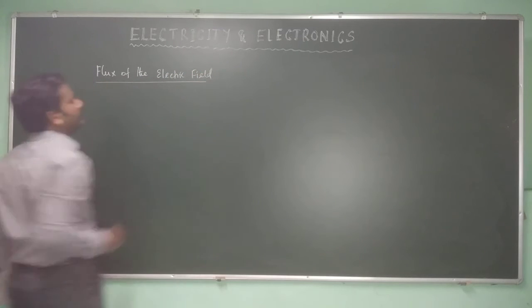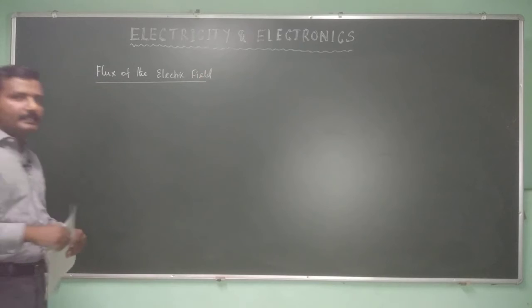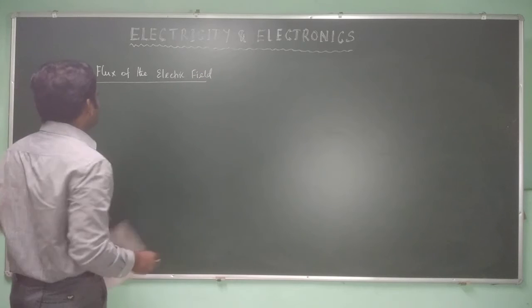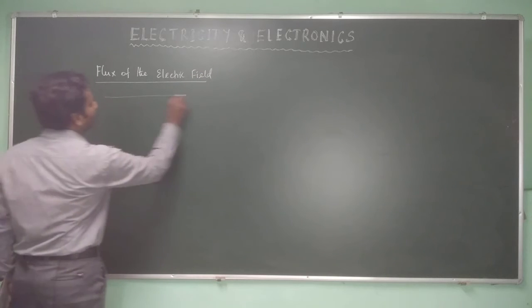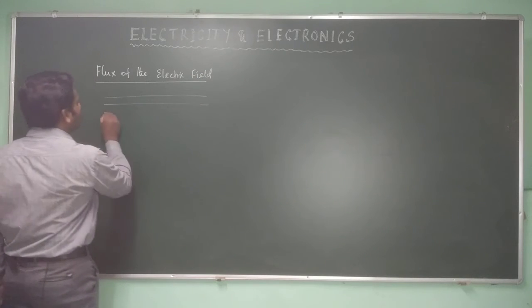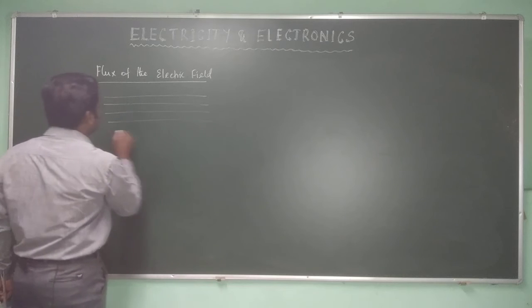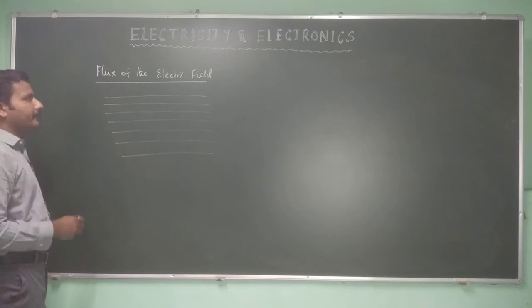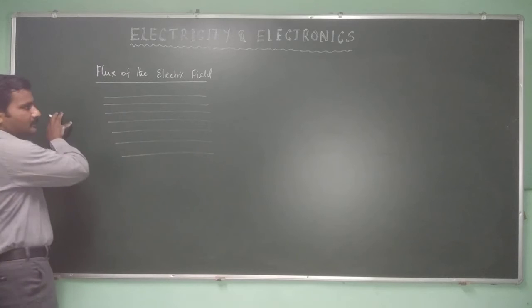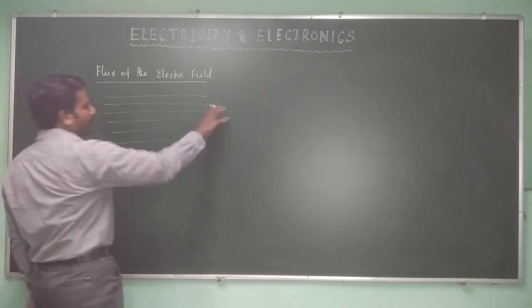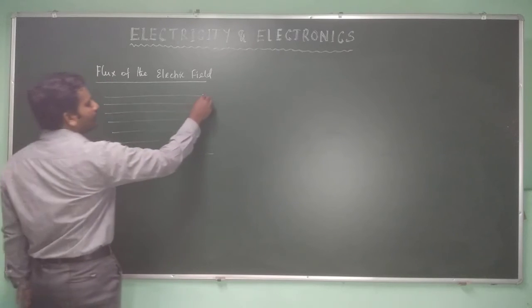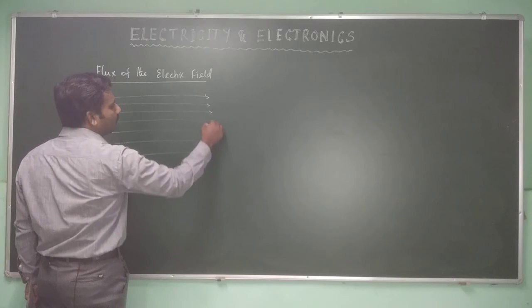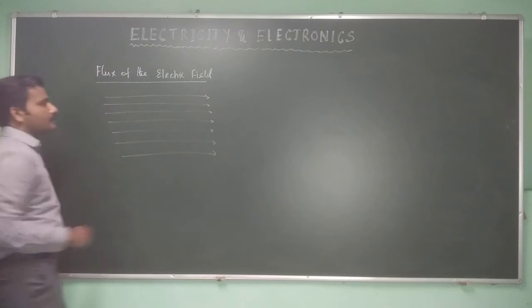Flux of the electric field. Let us consider another situation. There is a situation where we have electric field lines. Electric field lines may not be uniform if the charges are on this side, and if this is the positive charge, the lines will be moving outwards.